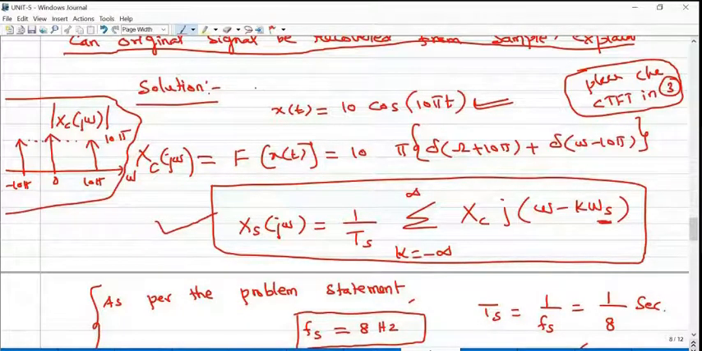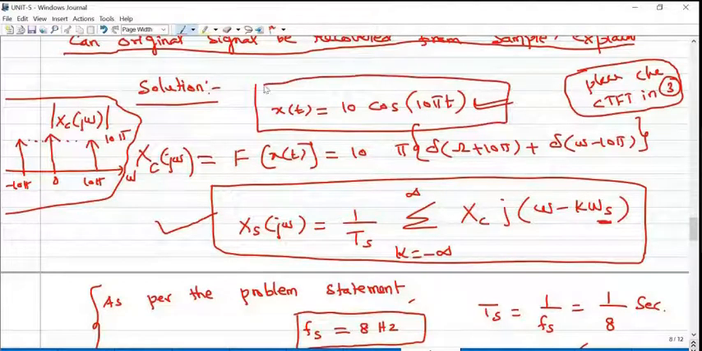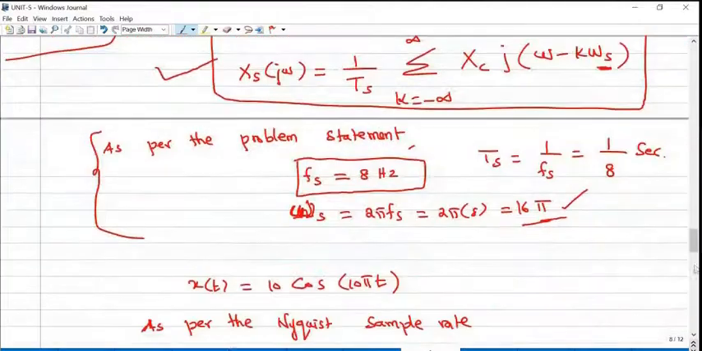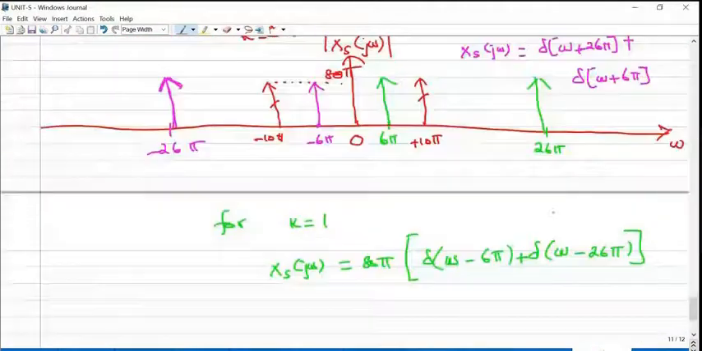X of t, this signal is a continuous time signal. We are taking the sample of this particular signal. So draw the magnitude spectrum of this original signal. After finding xc of t, if you sketch the spectrum of 10 cos 10 pi t, there is a delta of omega plus 10 pi component and a delta of omega minus 10 pi component, with the magnitude of 10 pi. This is the actual information. Is it possible to recover this information from the given sample rate?